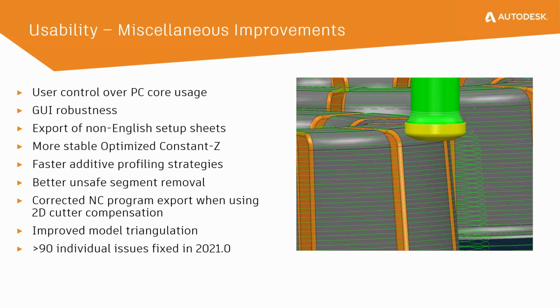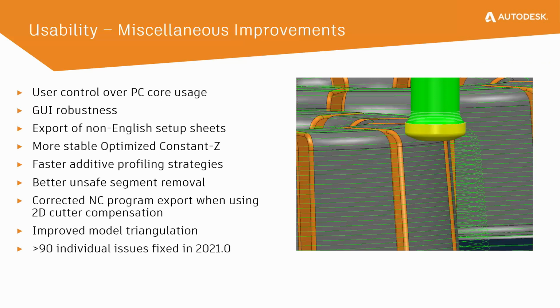The first one is the ability for you to control the amount of PC cores that PowerMill is using when it's calculating data. Now, prior to this change, PowerMill would consume all of the available cores that it possibly can. And that's great if you're just using PowerMill on your PC. But it stops your PC from doing anything else. So you can't use your email, you can't surf the web, nothing else.